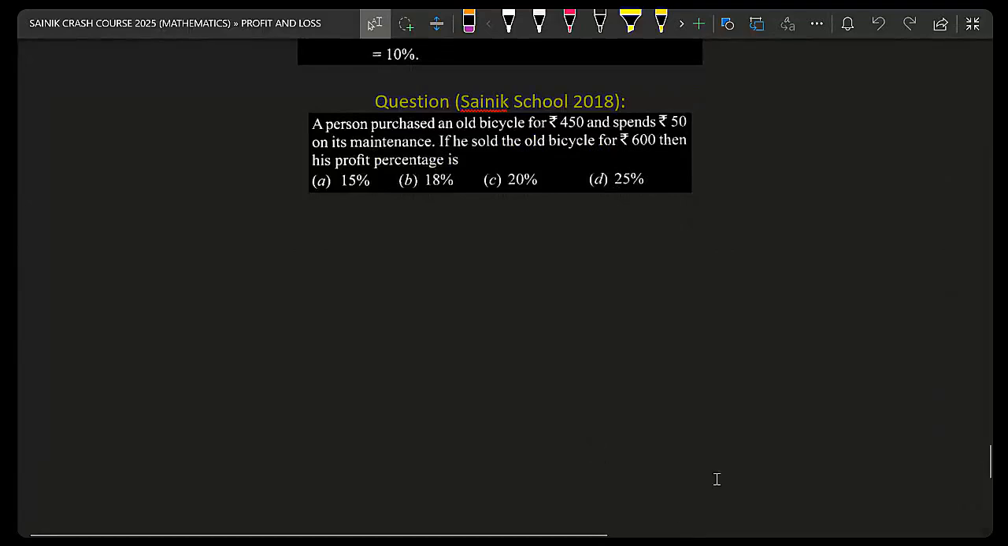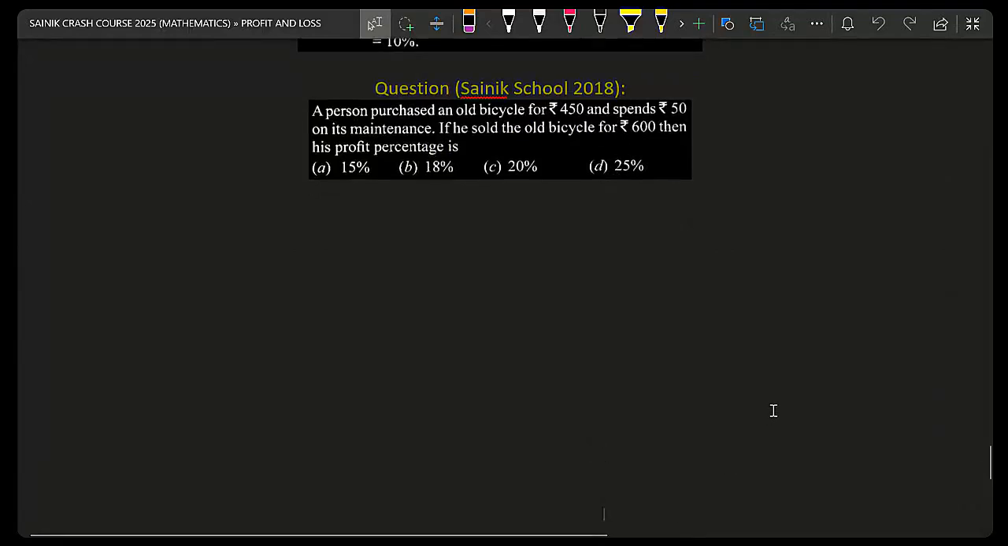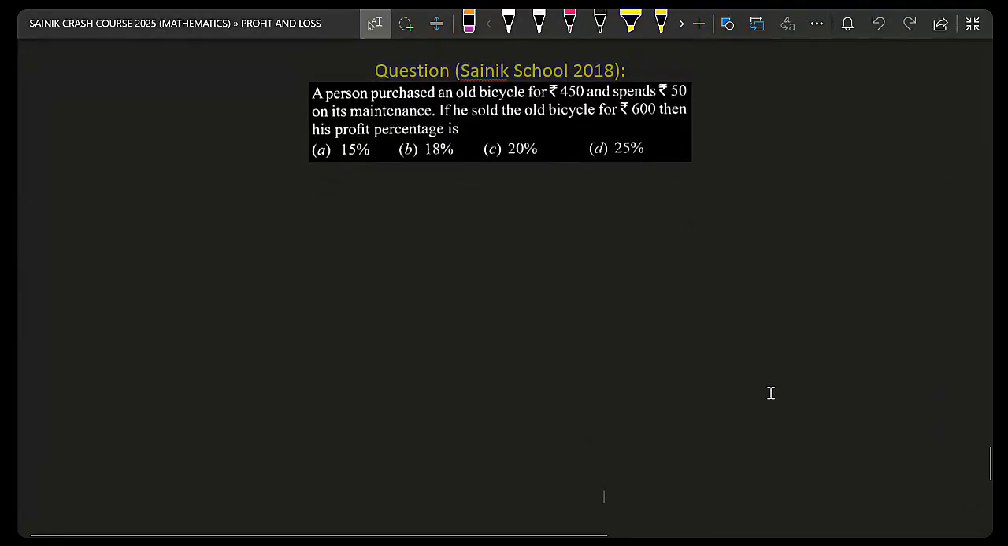So this is the next question from finding profit and loss percents. This question came in the 2018 exam. A person purchased an old bicycle for 450 rupees and spends 50 rupees on its maintenance. If he sold the old bicycle for 600 rupees, then find his profit percentage. Whoever is interested in answering this question can raise a hand.